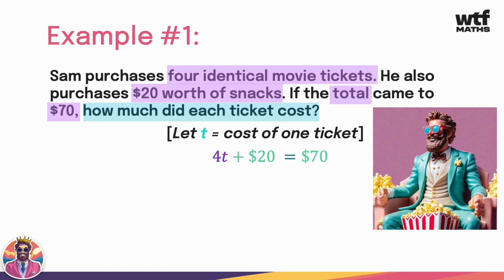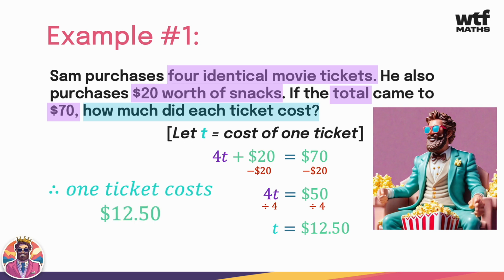Now we can start working this out. If we get rid of the cost of snacks from both sides, we'll have 4 tickets comes to $50. And finally, we can divide by 4 and we'll get our answer of $12.50 per ticket. And make sure for any worded question, answer the question with a worded phrase. So 1 ticket costs $12.50.